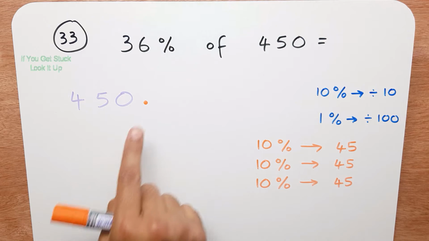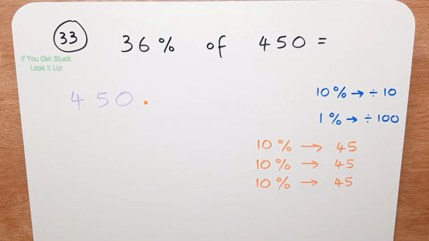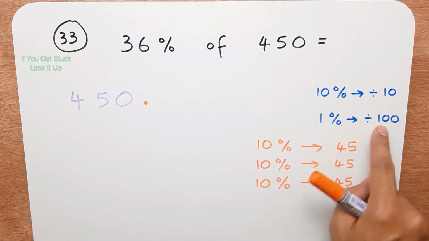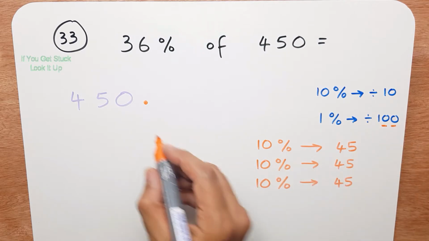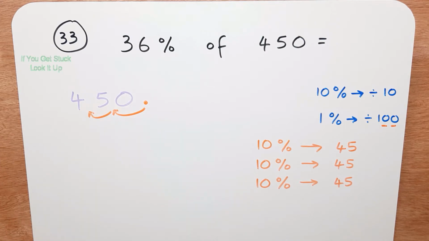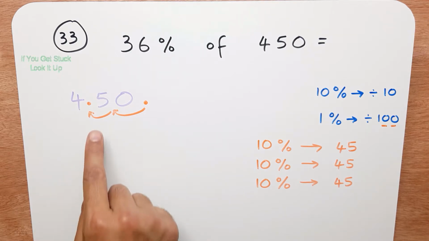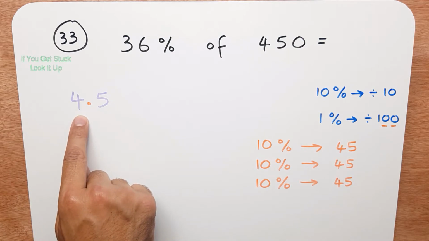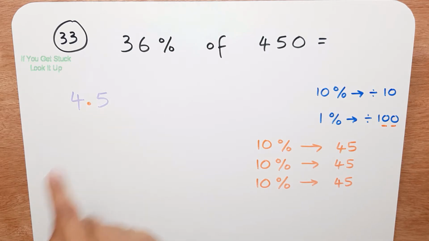I know the decimal point is there. It's to the right of the ones or the units column. Now when you divide a number by 100, you move the decimal to the left 2 places because you have 1, 2 zeros. So I'm going to move this 1, 2 places. So now this decimal point has moved here. So I'm going to remove all this. So 1% of 450 is 4.5.